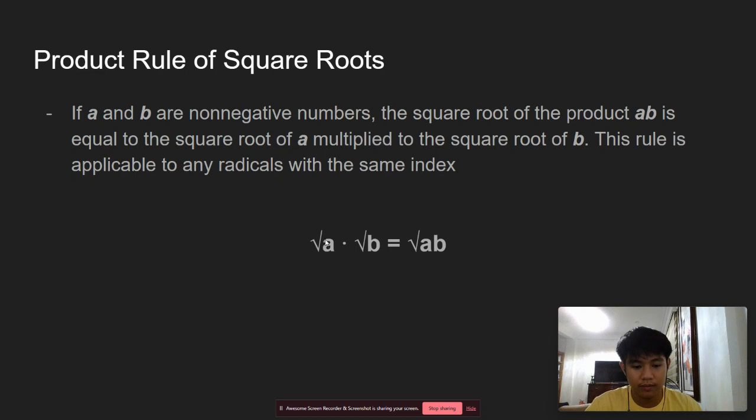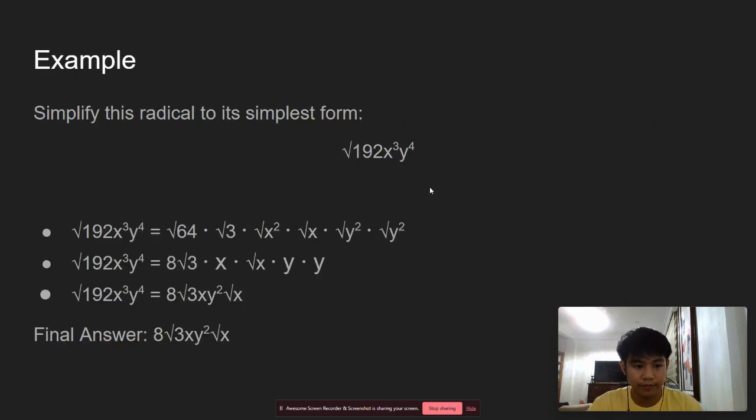As shown here, square root of a multiplied to the square root of b equals the square root of the product ab. In this example, we are given the radical square root of 192 x cubed y raised to 4. And it's telling us to simplify this radical to its simplest form.